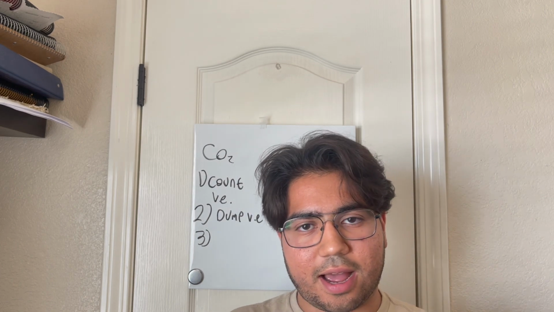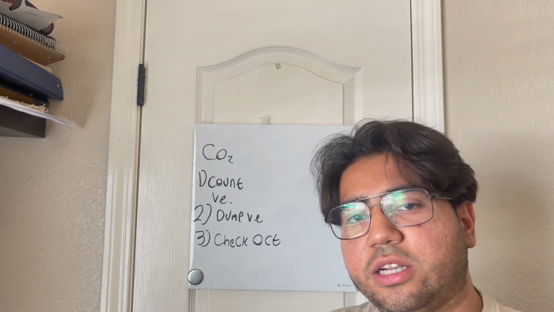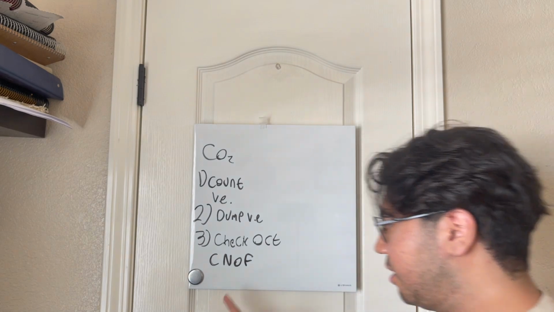Now the octet rule basically, it's 4 elements that have to have 8 electrons around them. They just have to, right? And you have to follow this for every Lewis structure, because if these 4 elements don't have 8 electrons around them, they become unstable and it's just the wrong structure. Okay, so third step is check for octet rule. And the 4 elements are carbon, nitrogen, oxygen, and fluorine. I like to remember it by CNOF.